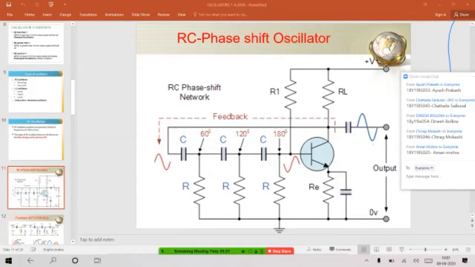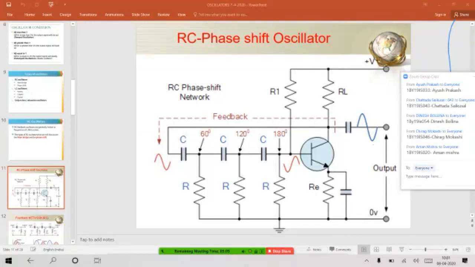But how many capacitors have you connected, how many resistors? Three. So why three? Because each RC section is designed such that it produces 60 degree phase shift. So three RC sections in the feedback path will generate 180 degree phase shift. That is the idea. Why do you have to produce 180 degree phase shift? Can anybody tell me?